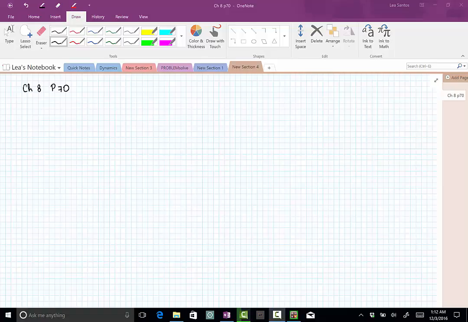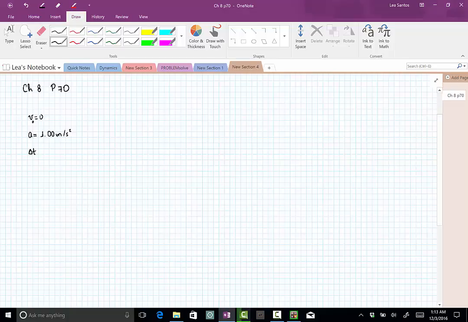This is problem 70 of chapter 8 of Giancoli 6th edition. So what we have is a cyclist that accelerates from rest at a rate of 1 meter per second squared. So what we know is that this object is initially at rest, so initially the velocity is 0, and it accelerates with a certain rate, which is given to us. Okay? And they tell us how long this bicycle keeps accelerating, so they also give us the delta t.